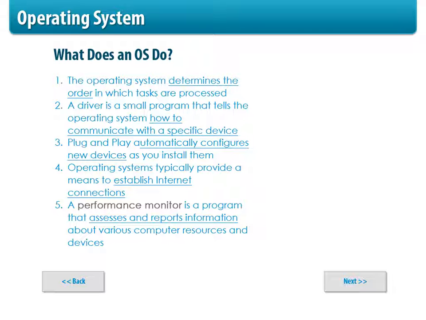Since Windows 95, operating systems, by the definition, help establish an internet connection. You just hit your internet and it's on. Okay, it's not Comcast, but it basically works between your internet provider, ISP, and your operating system. And number 5 down there, it lists a performance monitor, and basically it looks at what's going on.